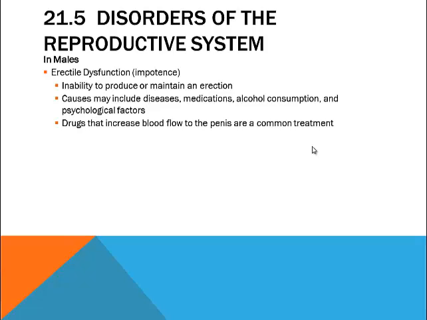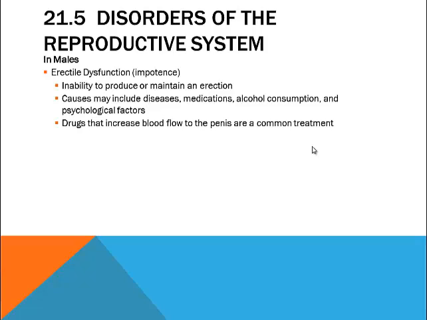The next disorders of the reproductive system affect males. The first one is known as erectile dysfunction or impotence. 50% of males ages 50 to 75 have experienced some degree of erectile dysfunction. This is an inability to produce or maintain an erection.